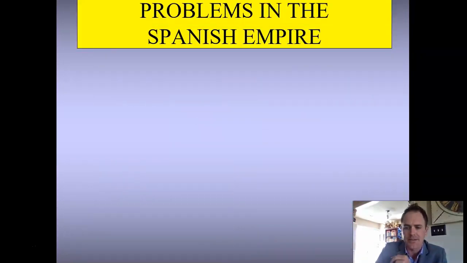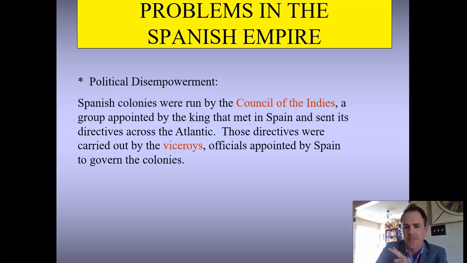First, though, problems in the Spanish Empire. Two problems here. First, political disempowerment. What I mean by that is that the Latin American colonies were not run by the people in Latin America. In Spain, the Spanish colonies are run by the Council of Indies. This is a group that the king appoints. They meet in Spain. They don't meet in Latin America. And then their instructions are sent overseas to the viceroy, the king's official, who's appointed by the king to govern the colony. So political power rests with the king and his appointees who reside primarily in Spain. So that's the first kind of disempowerment.